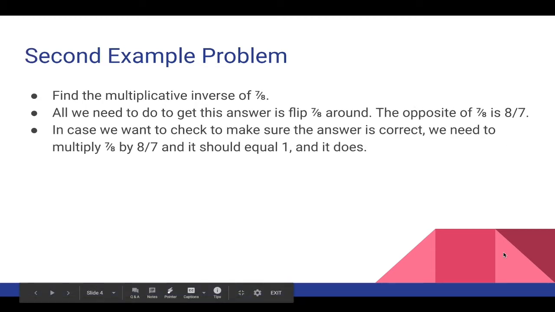Now let's move on to the second example problem. Find the multiplicative inverse of 7/8. All we need to do to get this answer is flip 7/8 around. The opposite of 7/8 is 8/7. In case we want to check this to make sure the answer is correct, we need to multiply 7/8 by 8/7 and it should equal 1, and it does.